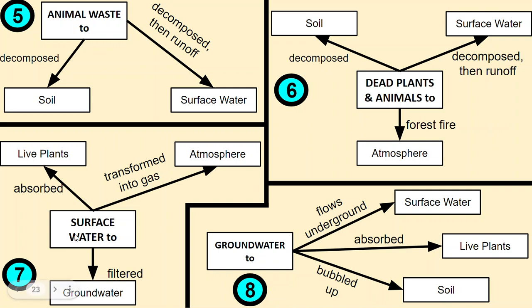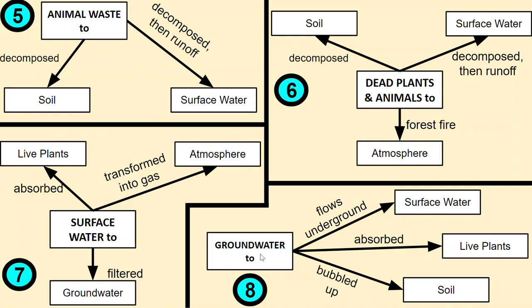If we have nitrogen in surface water, that nitrogen could be absorbed into live plants through the roots. That nitrogen could be transformed into a gas, into the atmosphere. This would normally be transformed by denitrifying bacteria. Or if your nitrogen is in the surface water, it could actually filter down and become part of the groundwater, that deep aquifer. Finally, if your nitrogen was in the groundwater, there is actually groundwater that flows, so it's kind of a completely enclosed underground stream or river.